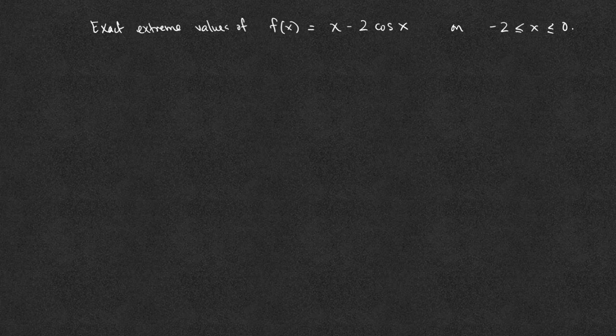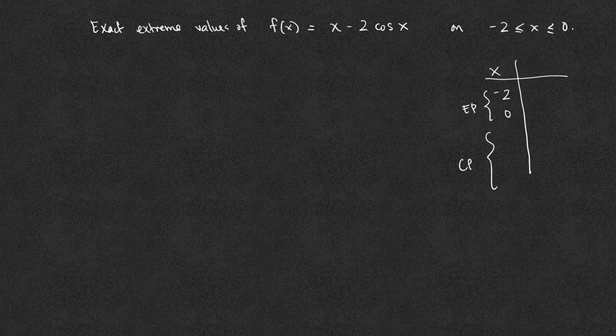Find the extreme value of f of x equals x minus 2 cosine of x only on the interval -2 less than or equal to x less than or equal to 0. Since the closed interval is provided, we will make a table with the endpoints -2 and 0. We then find any critical points and add them to the table.